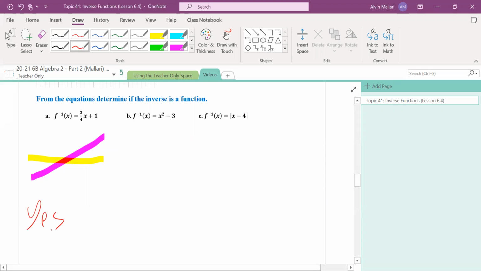And how about the second one? In letter B, we have x squared minus 3. This is a quadratic function. With a quadratic function, it's going to resemble a parabola. Okay? I can show you how to use your calculator to see how the graph will look like.